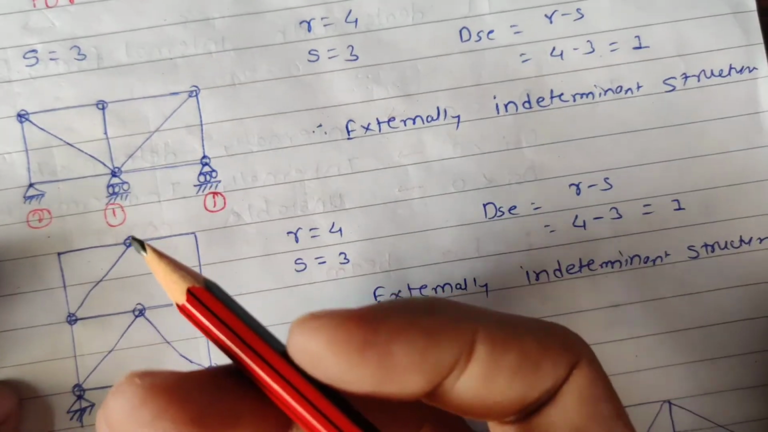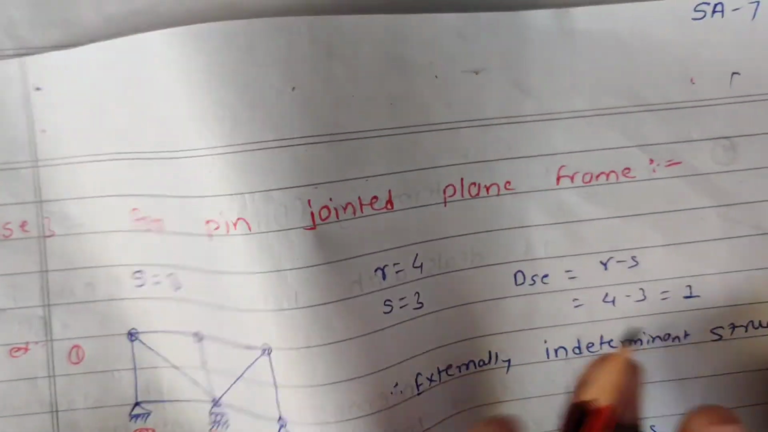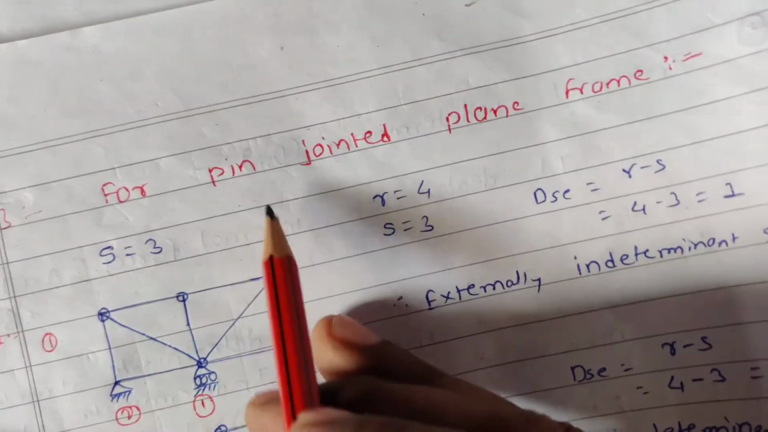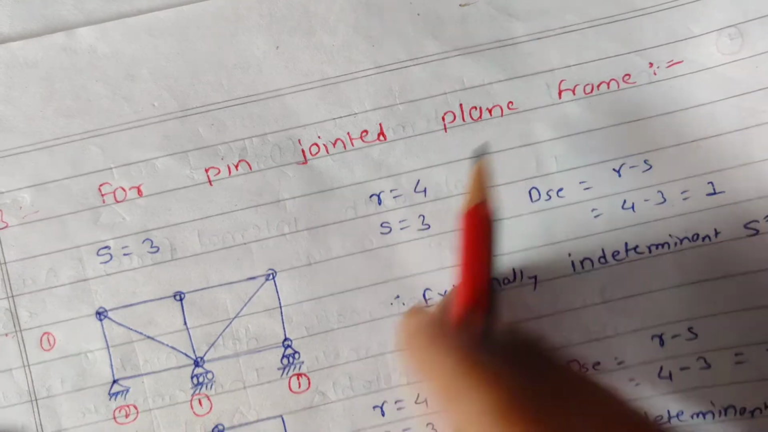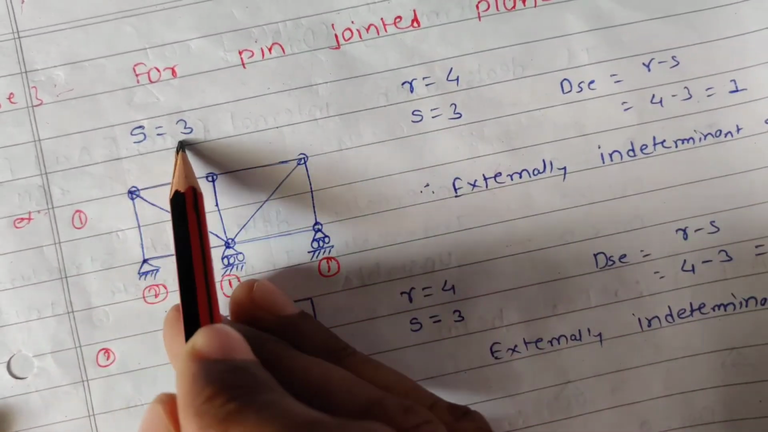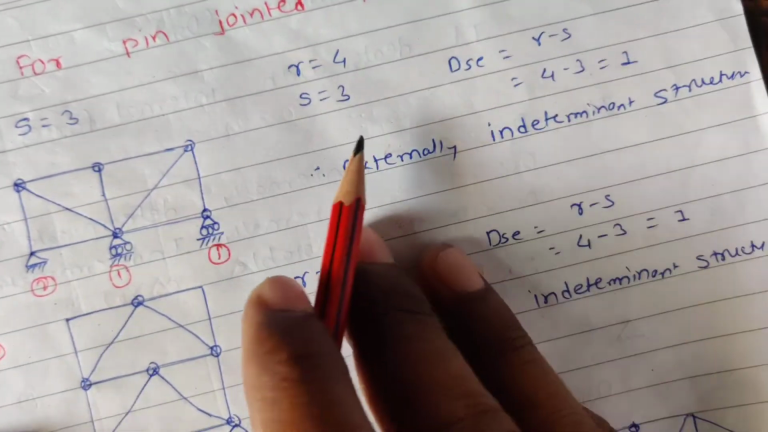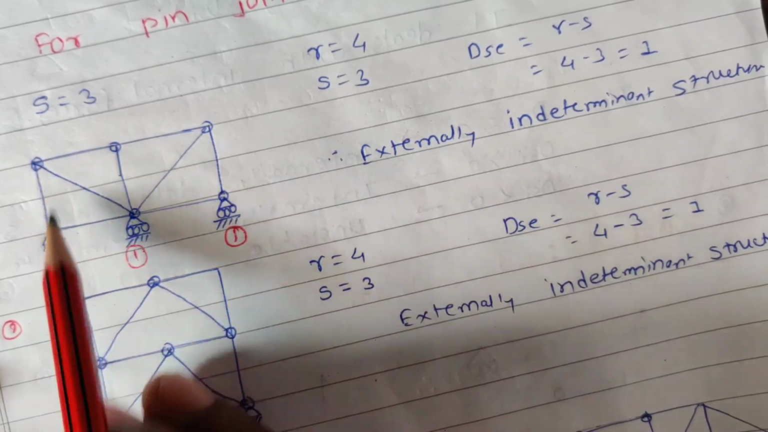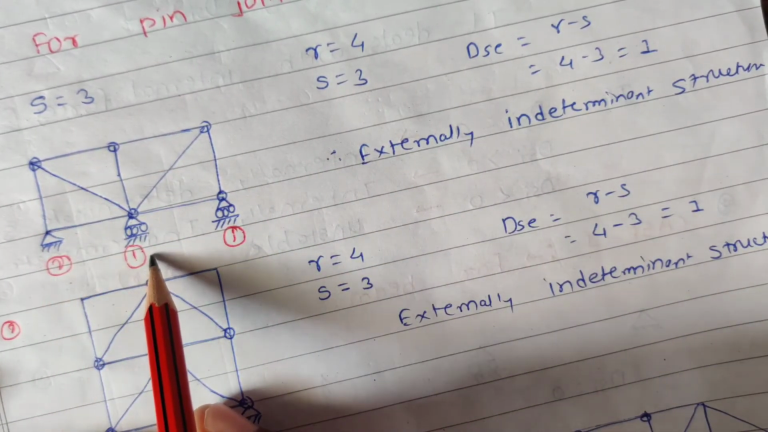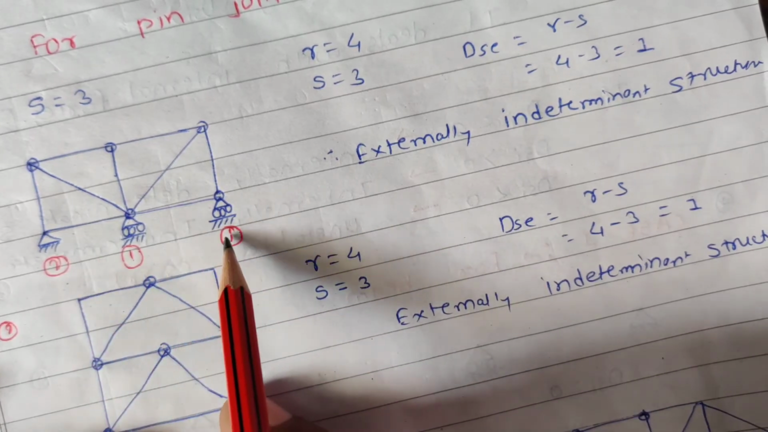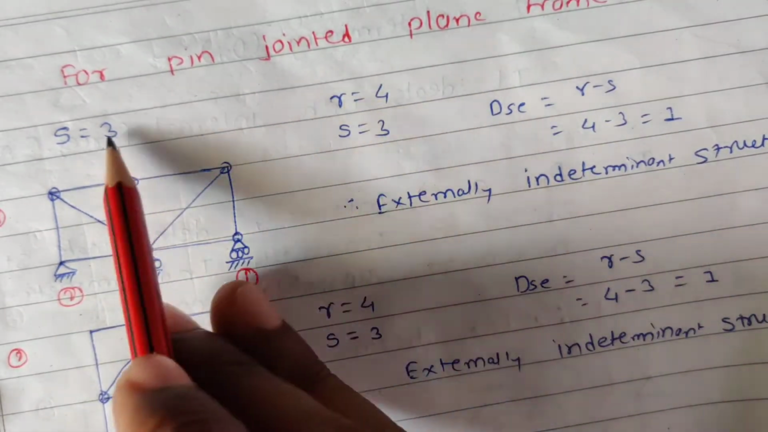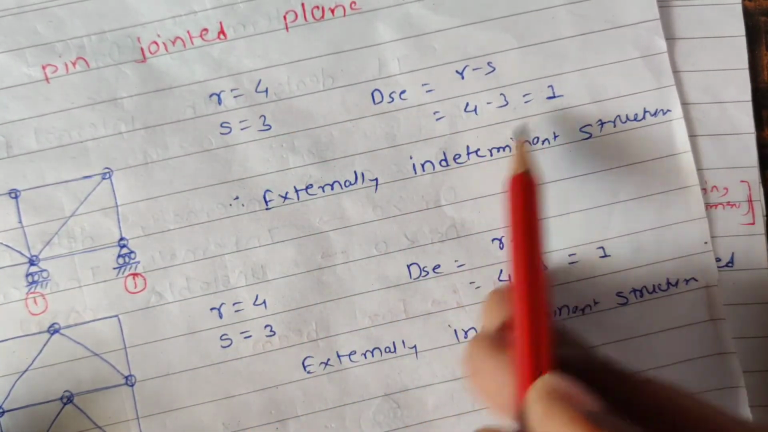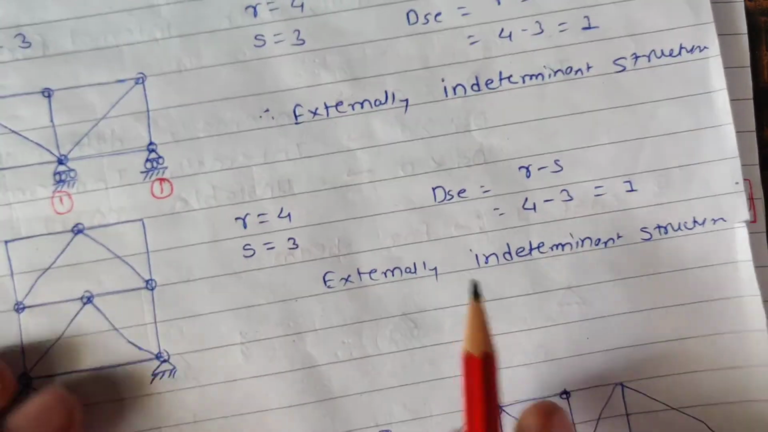Next, case 3, pin jointed plane frame. For a pin jointed plane frame, S is equal to 3. Let's consider one example. Reaction 2 for hinge support, 1 for roller support, 1 for roller support, and R is 4. And S is equal to 3. DS is equal to R minus S, 4 minus 3 is equal to 1. Externally indeterminate structure.